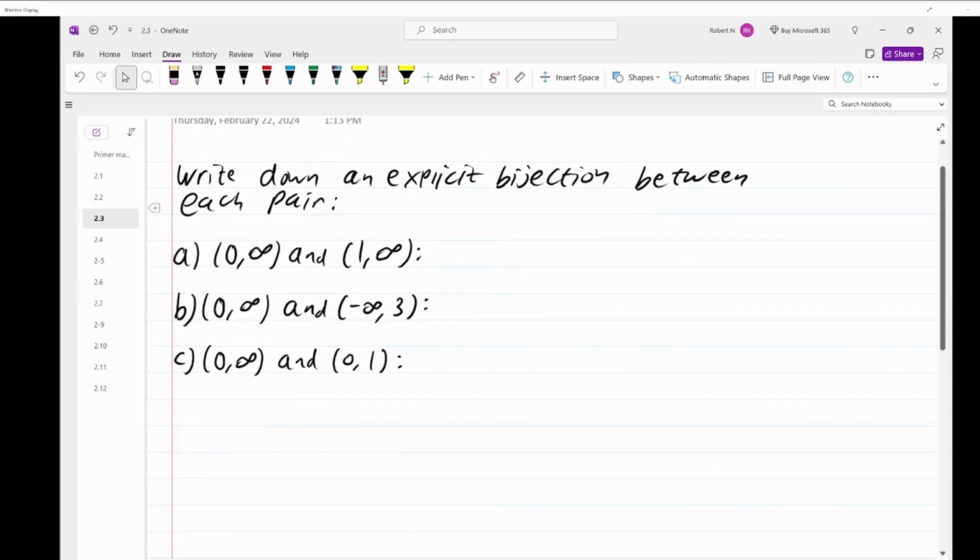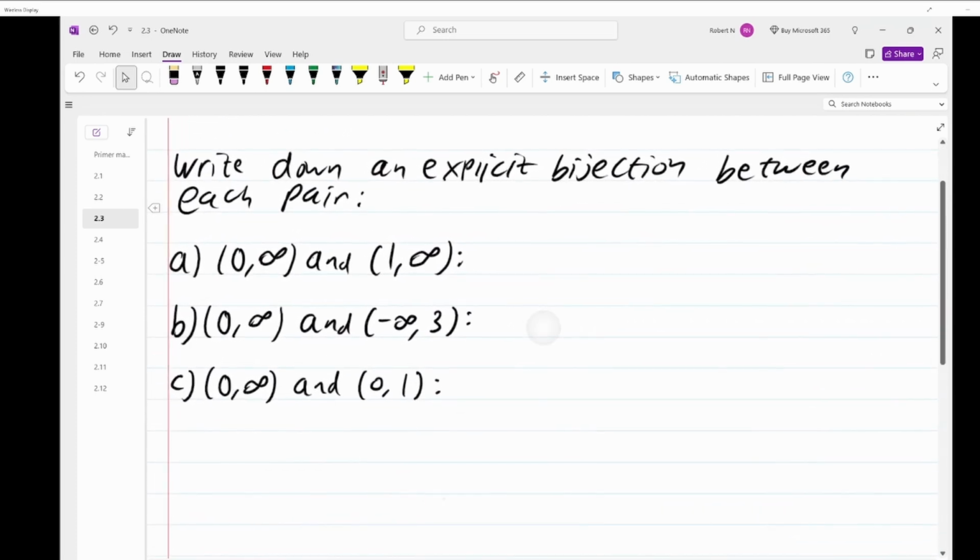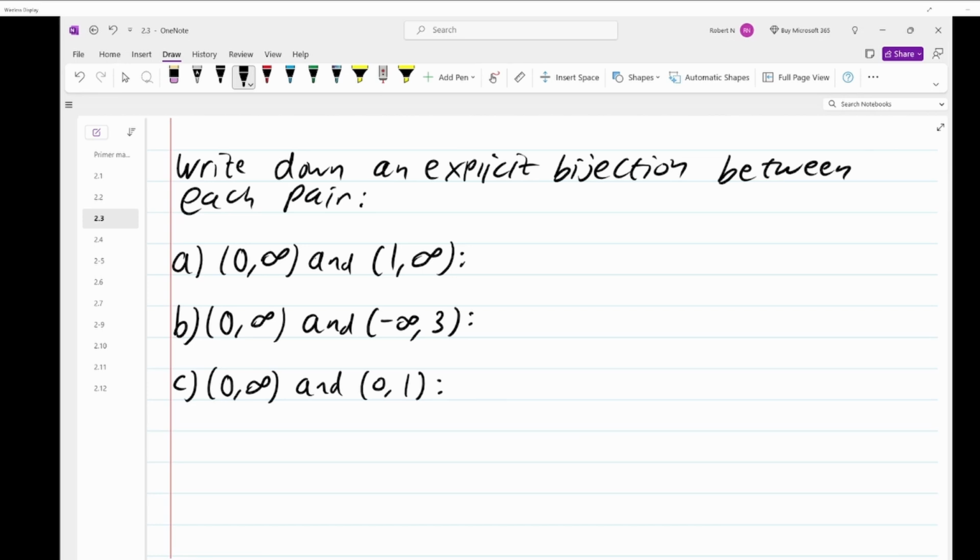Write down an explicit bijection between each pair, between (0, infinity) and (1, infinity). And these are intervals. They are subsets of the real line. Are you familiar with this notation? Yes. You want to take a stab at letter A? Yes. Remind me about the notation. The curved brackets are exclusive or inclusive? That means do not include the endpoints. It'd be weird if this interval included infinity.